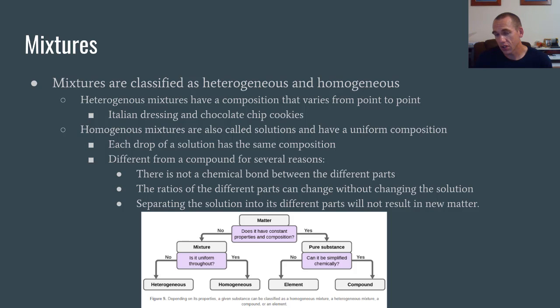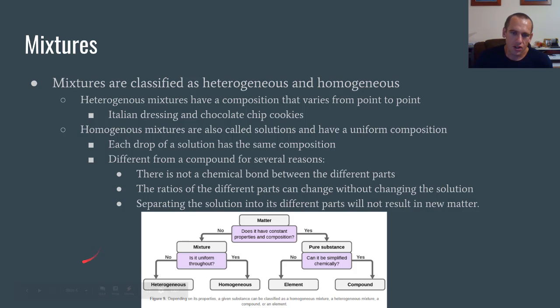Homogeneous mixtures are also called solutions. They're a uniform composition, so every drop of it is like every other drop of it, but that doesn't necessarily mean it is a compound, because the stuff that's mixed in there is not chemically bonded, and you can dilute it or change the concentration of it, so it's not always in the same ratio. So if you have salt water and you stir in a little extra salt, you still have salt water. You changed the concentration of salt, but you did not create anything new. So the different parts aren't bonded, the ratios can change, and separating the solution into its different parts doesn't result in anything new.